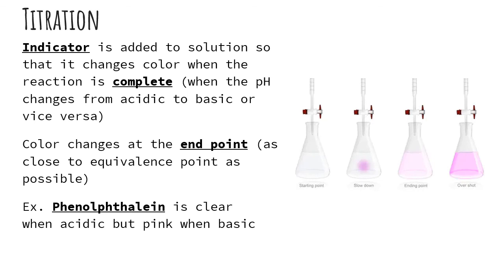One common indicator that we use for acid-base titrations is phenolphthalein. Phenolphthalein is clear when it's in acidic pH, but it is pink when it's in basic. So in this picture here, in this titration, we're starting with an acid and we're adding in a base. When our color very slightly changes to light pink, we know that it's now basic, and so we have reached the end point and just slightly past the equivalence point.